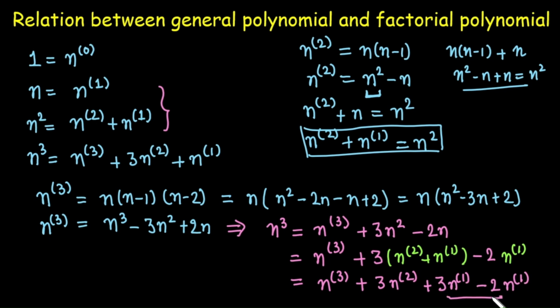And this is equal to n raised to power 1 factorial polynomial, 3 into n raised to power 2 factorial polynomial as it is, n raised to power 3 factorial polynomial as it is. This is the proof of the last form. So we need to learn at least these 4 values of general polynomial in terms of factorial polynomial for finding the particular solution for non-homogeneous recurrence relation.